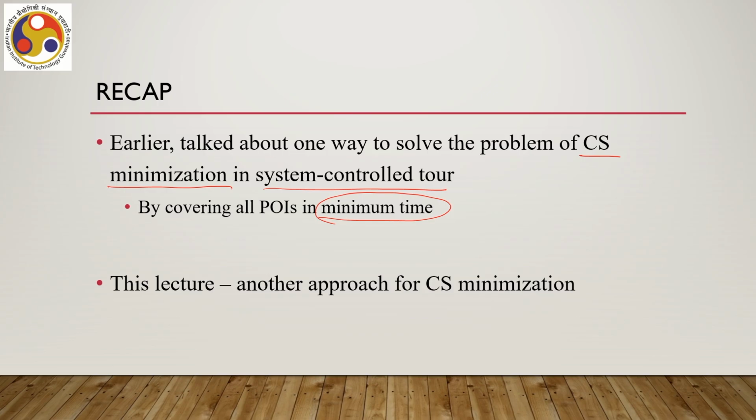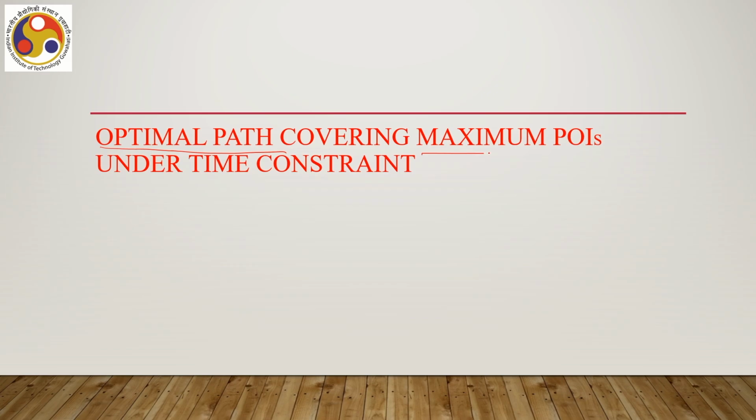That was one approach. There is one more approach which we are going to talk about in this lecture. Now, that other approach is essentially to find out an optimal path covering maximum number of points of interests or POIs given some time constraint. So, earlier we did not have a time constraint. Our objective was to find a path covering all vertices that can be traversed in minimum time. Now, we are imposing one time constraint and our objective is to find out a path given this time constraint where the number of POIs covered will be maximum.